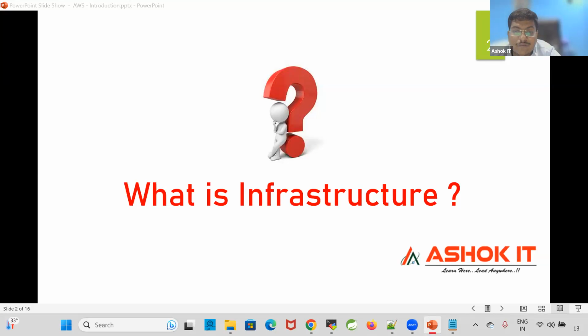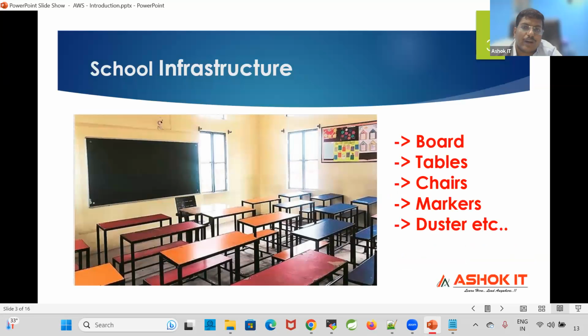For example, if I want to start one school to provide education for the children, then I need to purchase some infrastructure. I need to take a building for rent, or purchase a building. Then in that building, I need to set up the tables, chairs, boards, markers, dusters, fans, electricity, power, ACs. I need to set up a lot of things that are required to run the school.